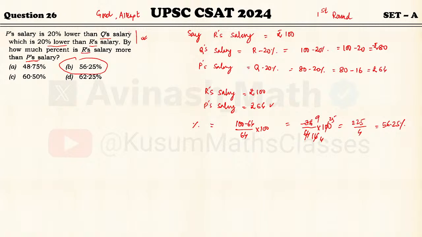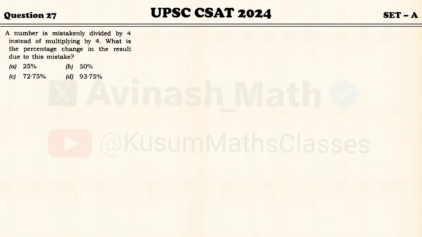This is related with percentage, right? This is question number 27. A number is mistakenly divided by 4 instead of multiplying by 4. What is the percentage change in the result due to this mistake? Right? This is again related with percentage.